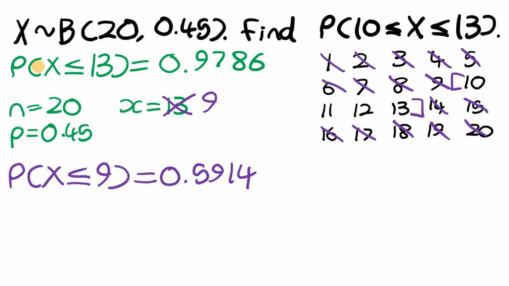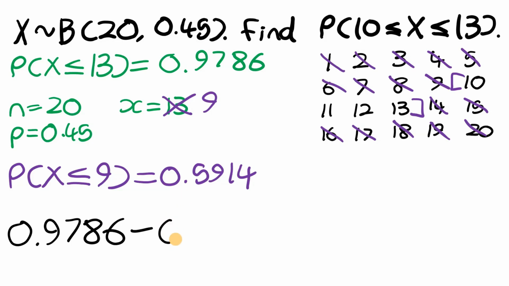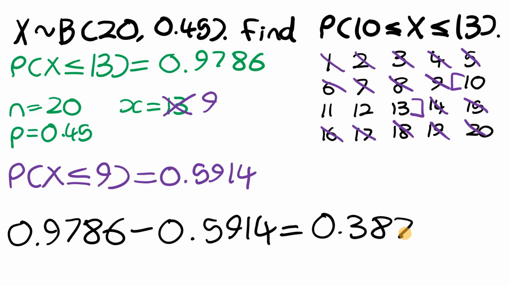Okay, so therefore, to get the probability that x is bigger than or equal to 10 but less than or equal to 13, it's going to be the probability that x is less than or equal to 13, which is 0.9786, but we're going to minus the probability that x is less than or equal to 9, which is this probability here, 0.5914. If you put this into your calculator, it's equal to 0.3872. So this is the probability that x is bigger than or equal to 10 but less than or equal to 13.